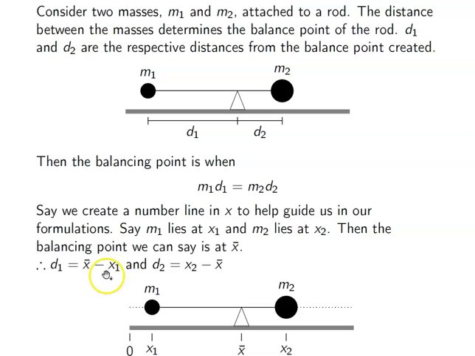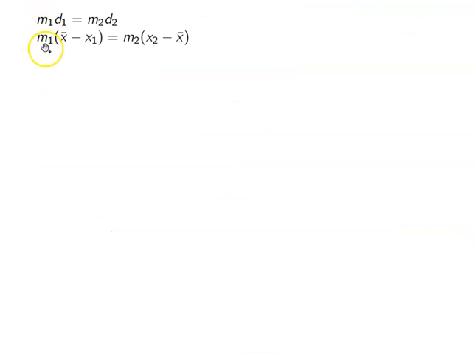So we have M1 times D1 is M2 times D2. We can make some substitutions now for D1 and D2. D1, remember, is x bar minus x1. D2 is x2 minus x bar. Okay, so we make those substitutions, and so M1 times x bar minus x1 is the same as M2 times the distance between the balance point and the second mass.